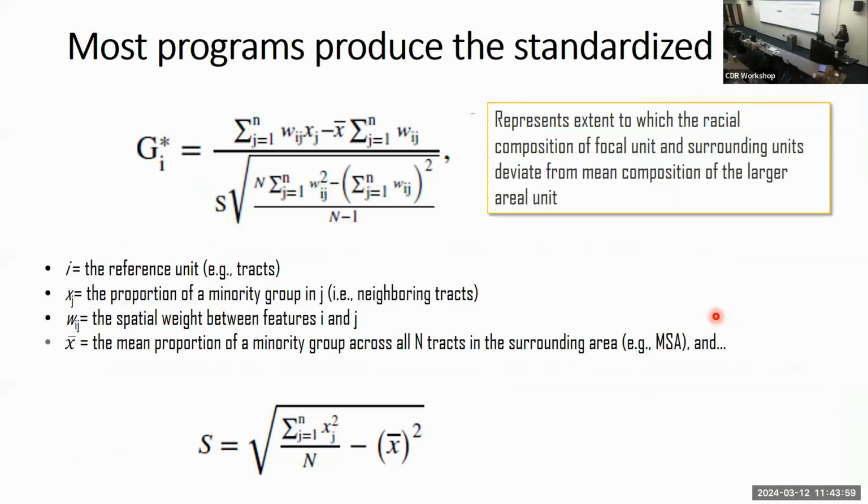So in this case, it produces a Z-score, which essentially represents the extent to which the racial composition of the voting unit neighborhood and its surrounding neighbors deviate from the mean composition of the larger study area, say an MSA or the city.